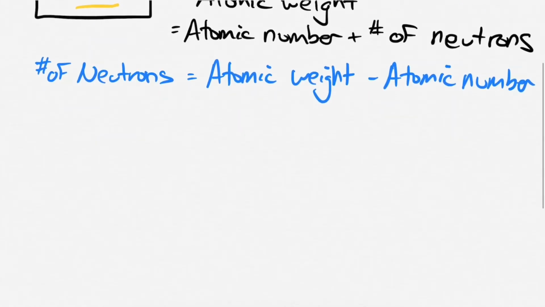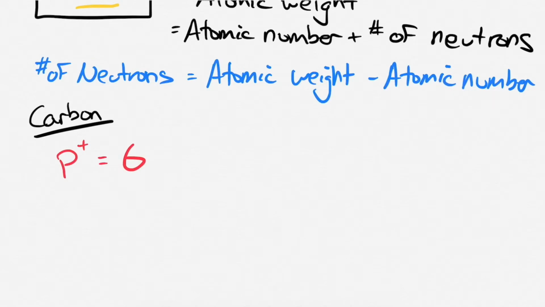So for our carbon atom, the number of protons, which we write as P positive, is going to be 6. The number of neutrons, which we call N naught, 0 meaning no charge, is going to be atomic weight 12 minus the atomic number 6 equals 6. And the number of electrons, E negative, E for electron, negative for negative, is going to be the same as our number of protons, which is 6.